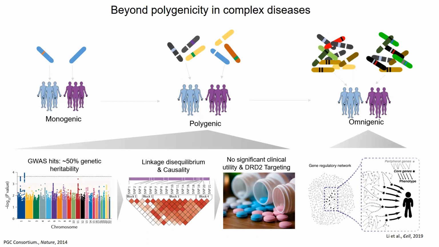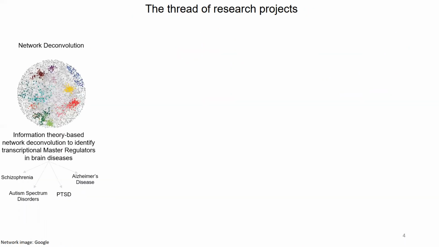Now, all these points prompted us to conduct a series of studies to leverage and develop computational models in order to address these challenges. In this talk, first, I will go over parts of a cascade of multiple interconnected projects conducted over the course of 3 years, starting with network deconvolution from post-mortem brain RNA-seq data to characterize transcriptional master regulators in brain disorders, with applications in 4 diseases, including schizophrenia, post-traumatic stress disorder, or PTSD, autism spectrum disorders, and Alzheimer's disease.